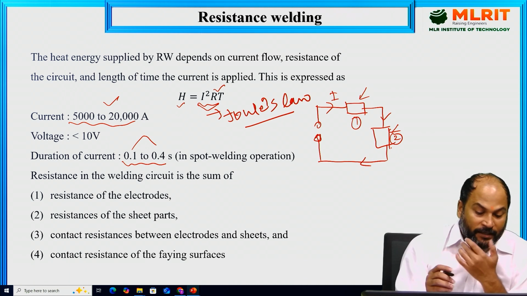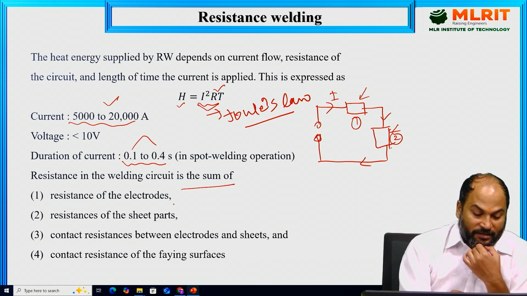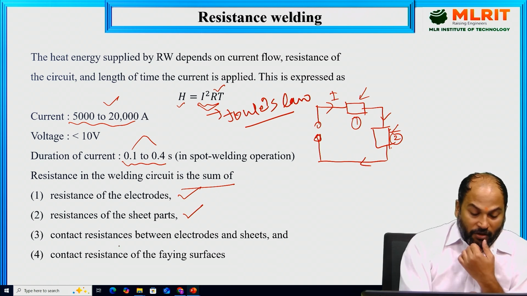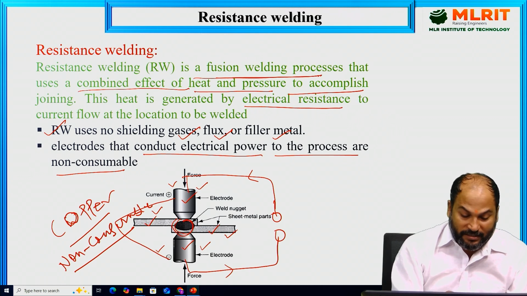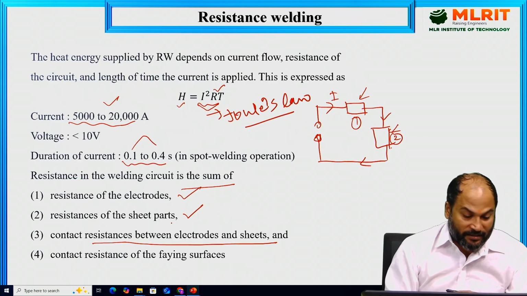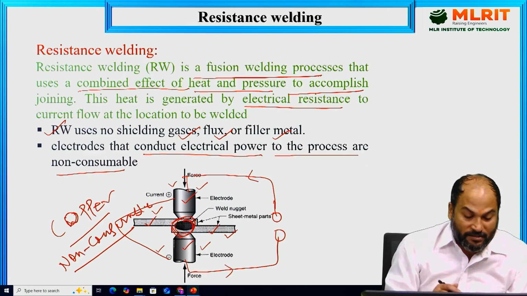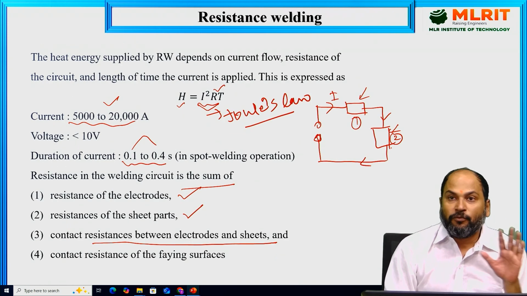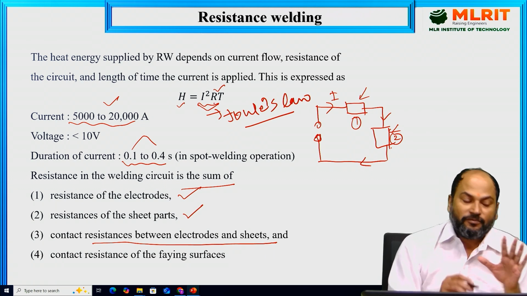Okay. So the resistance in this circuit is of course the sum of these things: the resistance of the electrodes, the resistance of the sheets or parts that we are going to weld together, the contact resistance between the electrodes and the sheet, and lastly the contact resistance between the faying surfaces, these two surfaces which are in contact. So these four elements will play their role in this R.